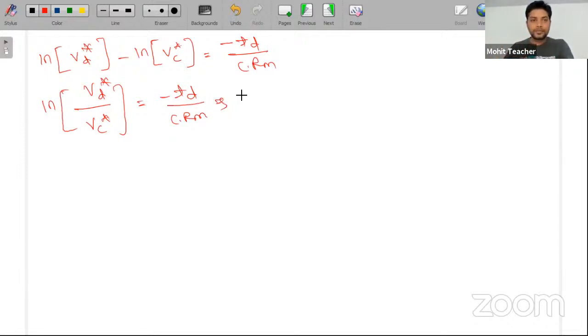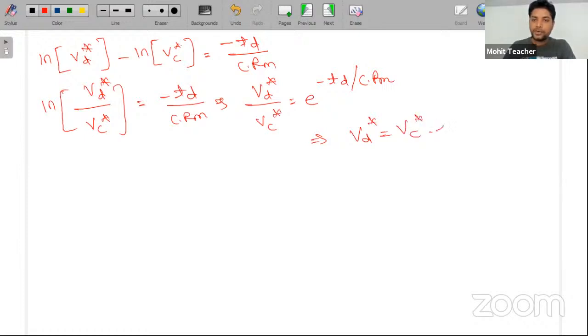Take e and the antilog, so this will be Vd star upon Vc star, that will be equal to e to the power minus td upon c into Rm, okay. So now we can get the value of Vd star from here, so this will be equal to Vc star into e to the power minus td by c into Rm, okay.